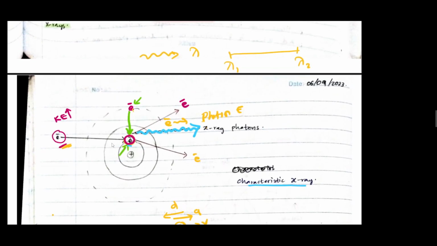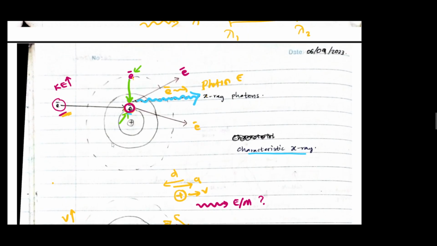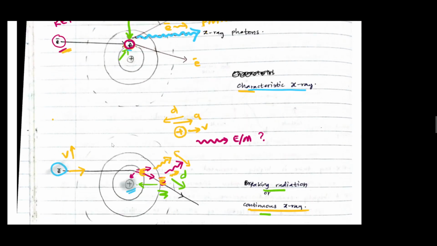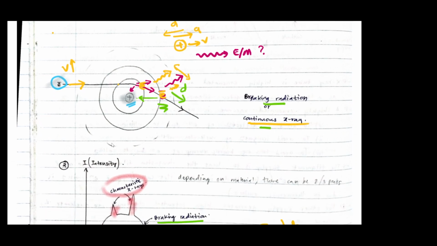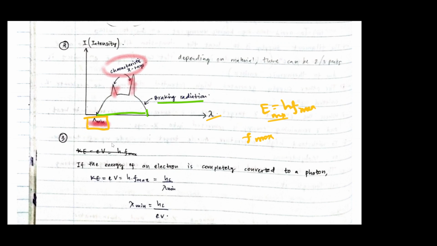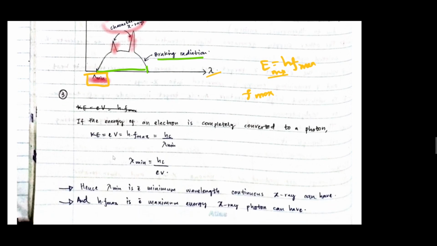During characteristic X-ray, there is a collision occurring. Therefore, most of the energy will be released during collision. So, lambda minimum cannot be due to characteristic X-rays, obviously. And then we come to continuous X-ray. There is no collision. There is only a reduction in speed. So here it's possible. So let's assume that the entire kinetic energy is converted into a photon.